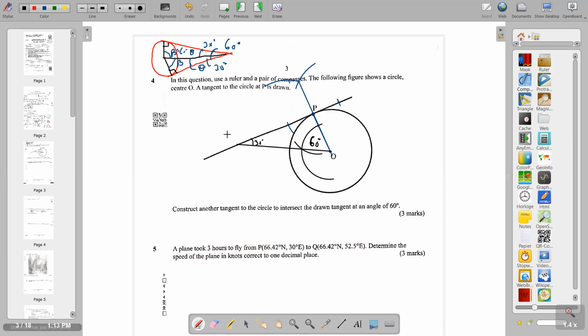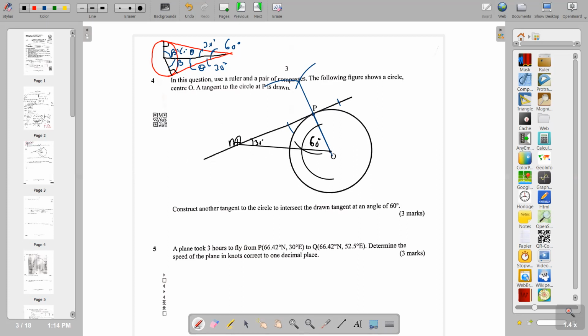So meaning that you're supposed to draw another tangent from here to the circle. There are many ways of doing that. From here, you can construct 60 degrees at this point, or you construct a tangent from this point. If you want to construct a tangent, first of all, you need to draw a perpendicular bisector of this line. Maybe I can name it line MO. From M to O, you draw a perpendicular bisector, and then you draw another arc here.